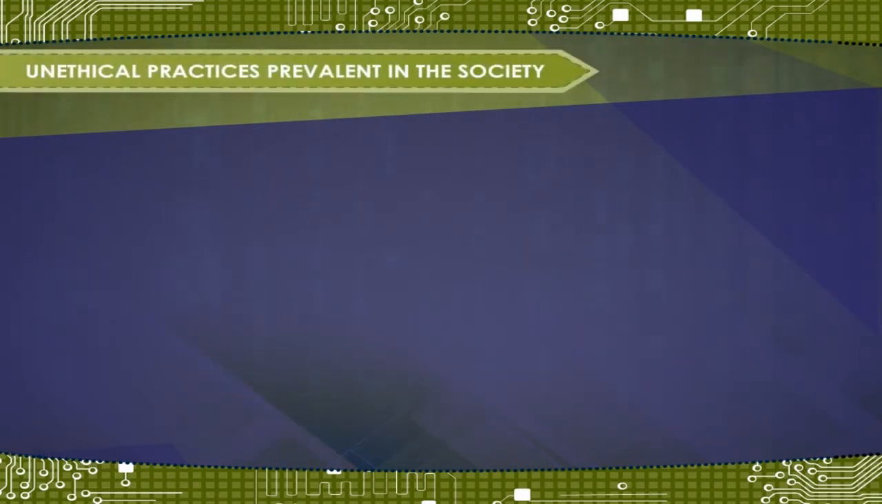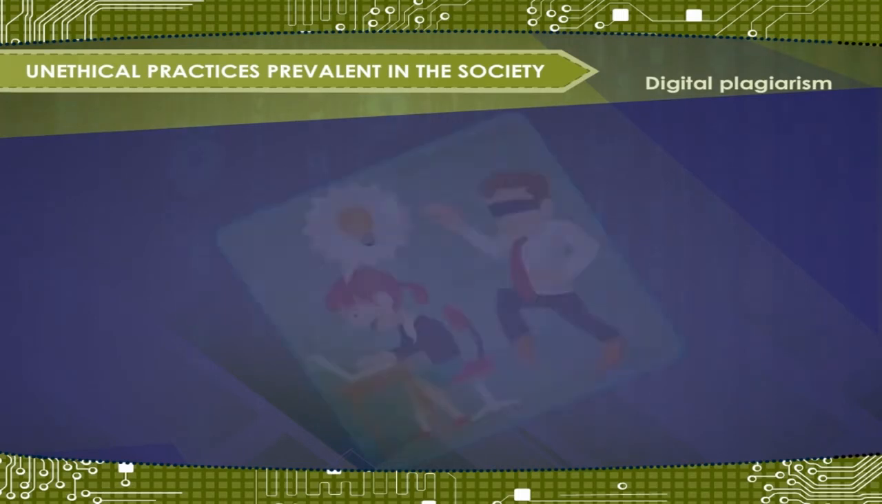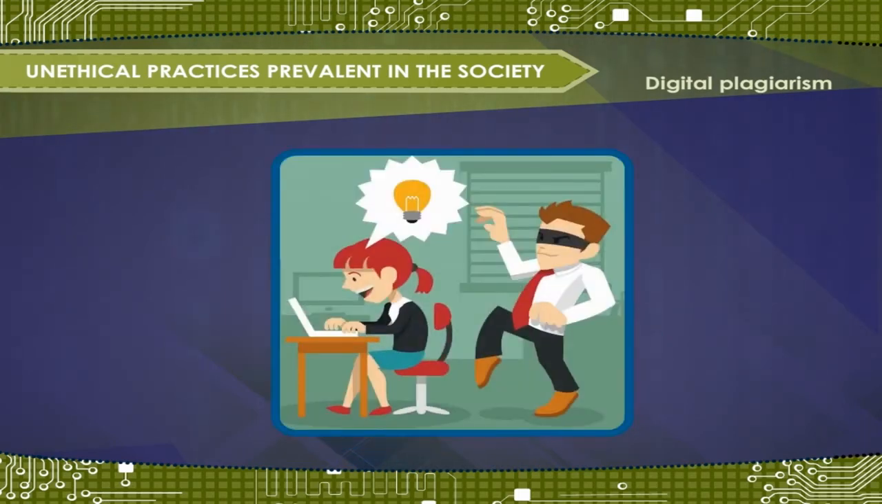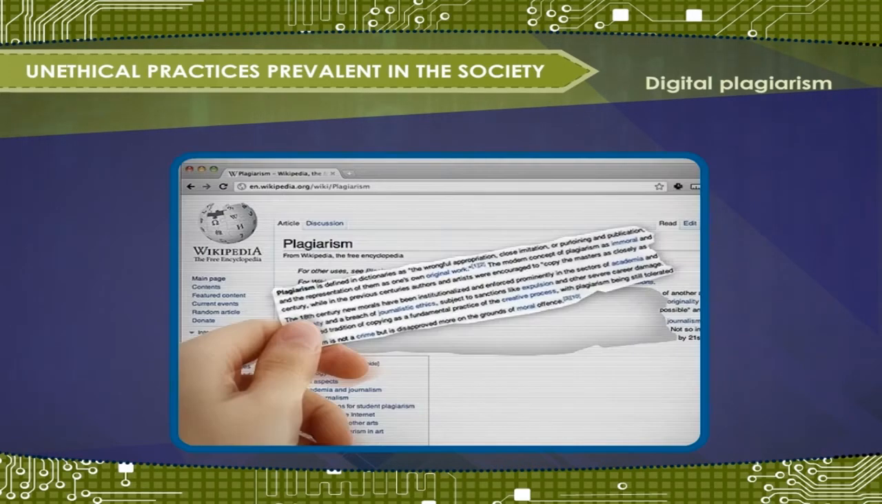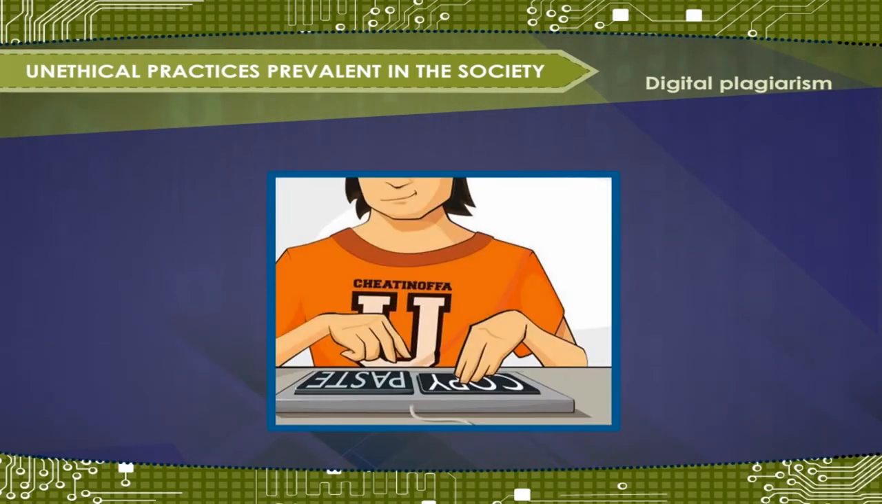Unethical practices prevalent in the society. Digital plagiarism. Plagiarism is one of the major forms of academic dishonesty which has always existed in education, including higher education. The use of computers and internet added to the means that students have at their disposal to commit plagiarism. However, they make it much easier to do and much harder to detect.